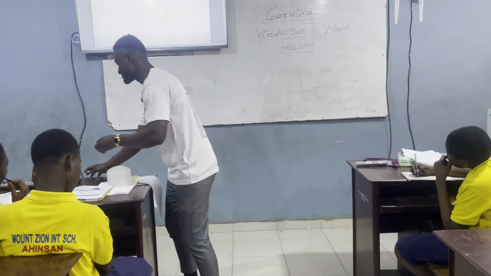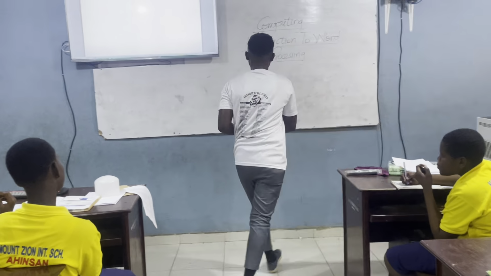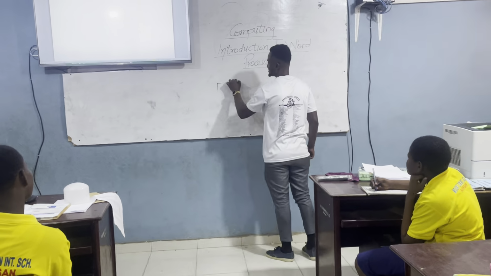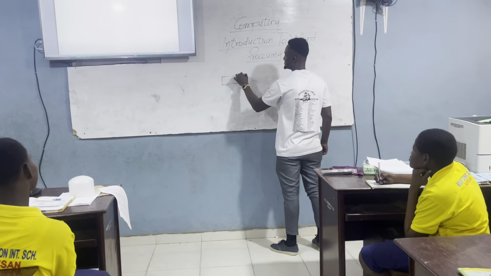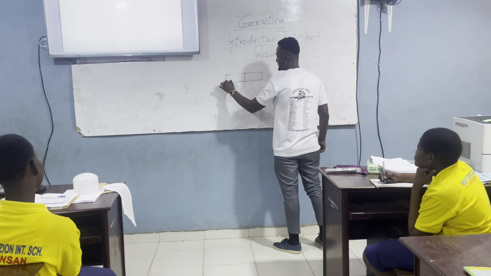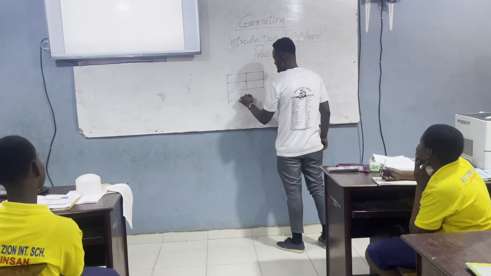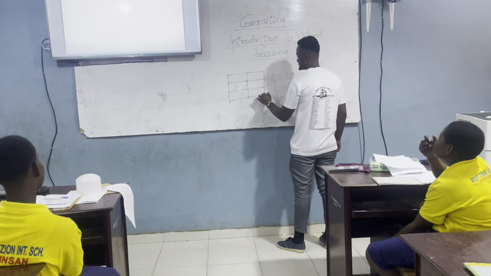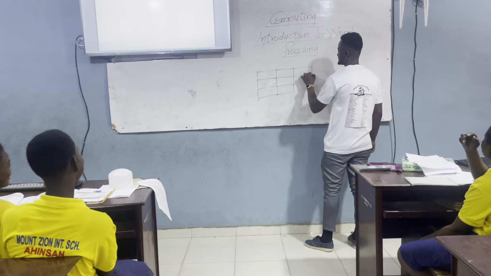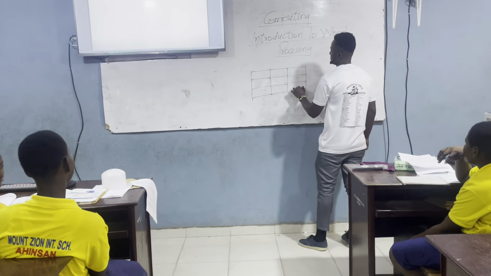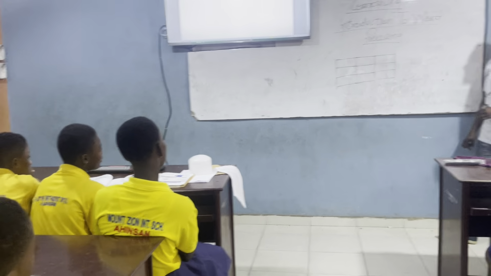So, what is the intersection of a cell? If tables are made up of cells, and it is true, tables are made up of cells. Because this is a cell, right? Yes. This is also a cell. This is a cell. This is a cell. So tables are made up of cells.